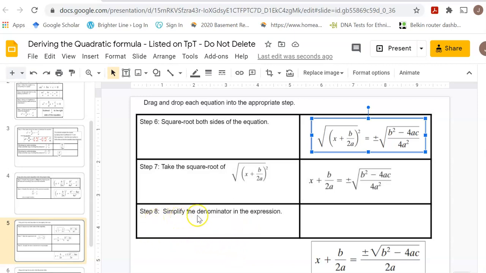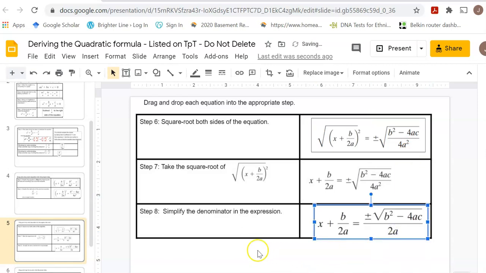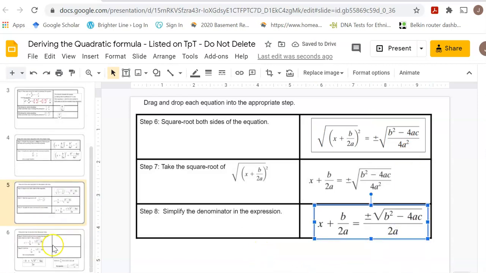All right, so it says simplify the denominator of the expression. There's only one block left, but even then, I hope they can recognize, well, the square root of 4a to the second, if I simplified it, is 2a. Again, that comes back to when you modeled it, you should have mentioned that. And the last step is here.